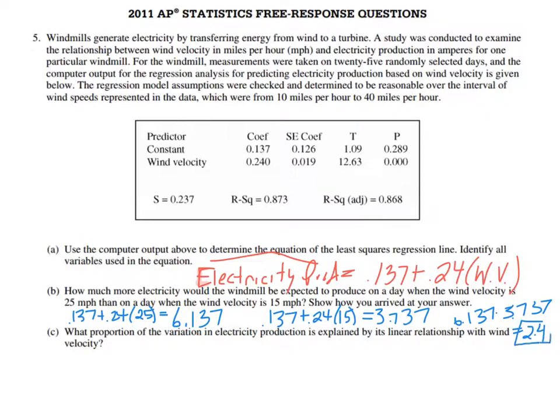Okay, that's the difference. And finally, what proportion of the variation in electricity production is explained by the linear relationship? Well, this is r squared. Okay. So all we need to do here is report the r squared value. And it did say proportion, not percent, so we can just say that. But that is the proportion of variation in electricity production explained by wind velocity.